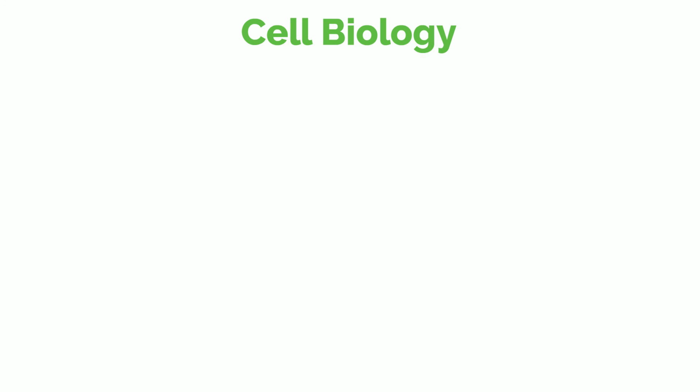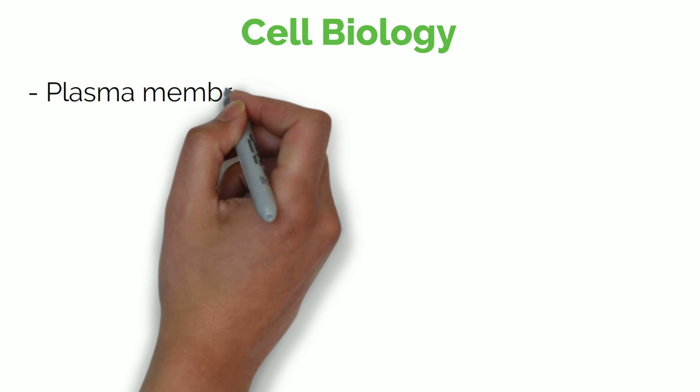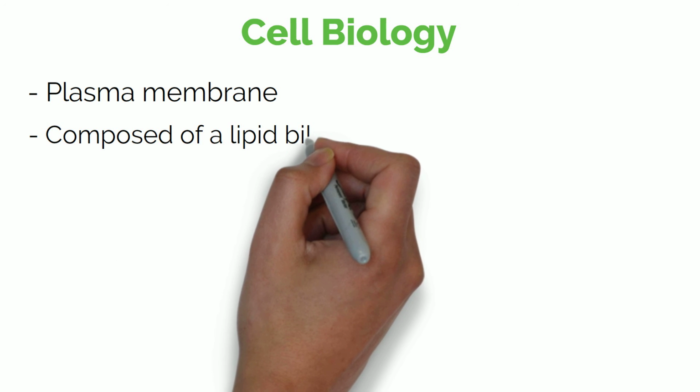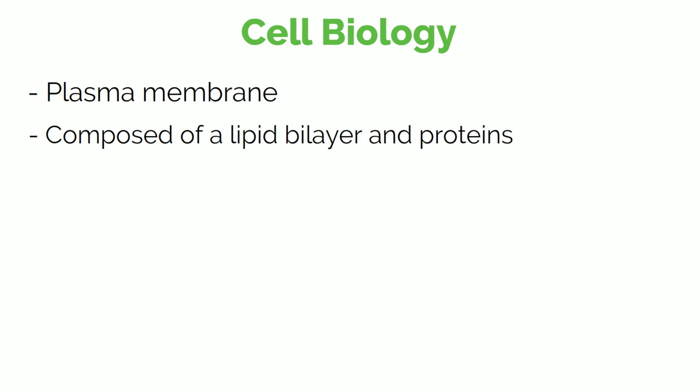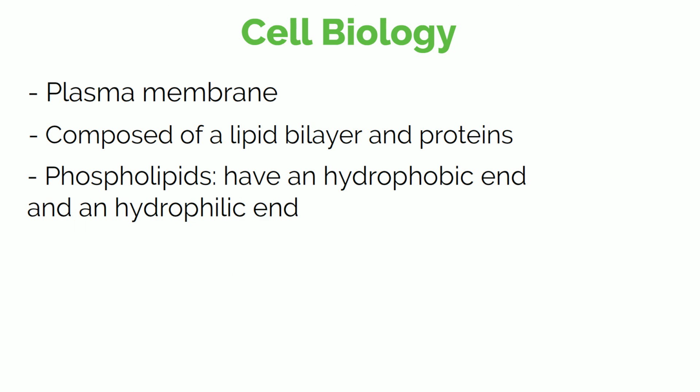Finally, let's talk about some concepts you should know about regarding the means of transportation into and out of the cells. The membrane that surrounds cells is called a plasma membrane. It is composed of a lipid bilayer and proteins. The lipids which are present in the membrane are mostly phospholipids, and they have a hydrophobic end, so basically this part of the molecule is afraid of water, and the hydrophilic end. This is the water-loving end.